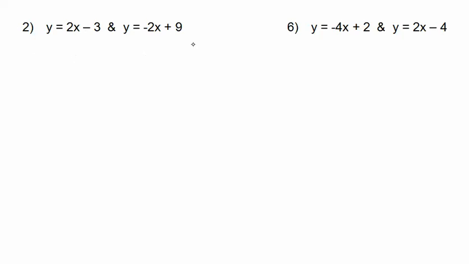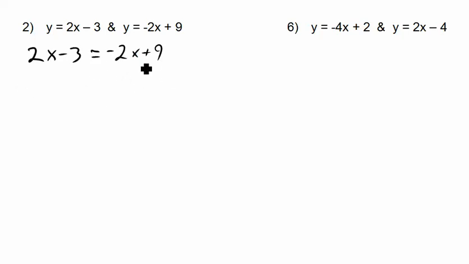So this is a form of substitution. Because this is equal to y and this is equal to y, since they're both equal to the same thing, they're also equal to each other. So we can simply set them equal to each other. Alright, so now that they're equal to each other, we just have to solve for x.